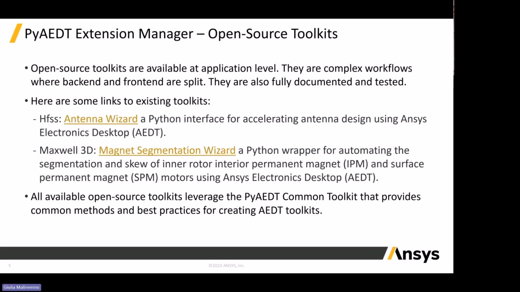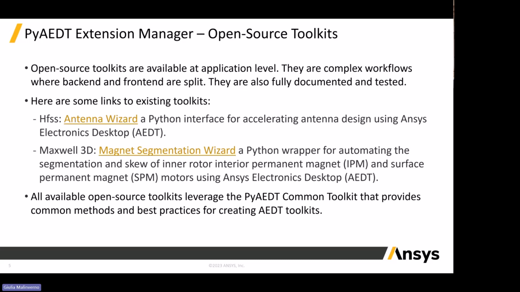And then finally, we have the so-called open source toolkits. They are more complex workflows with a complex backend and UI that can be accessed only at application level. They are application specific because they tackle an application-specific matter. So these are open source projects which are accessible via GitHub at the links that I provided here in the slide. And as you can see for now, we have two of them.